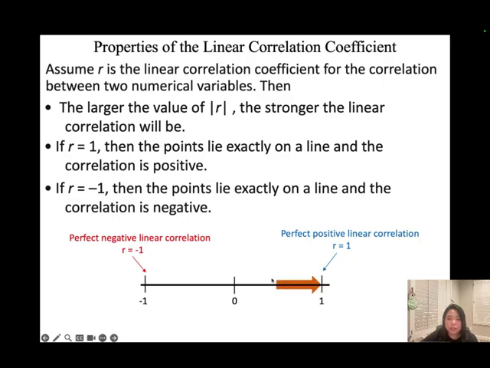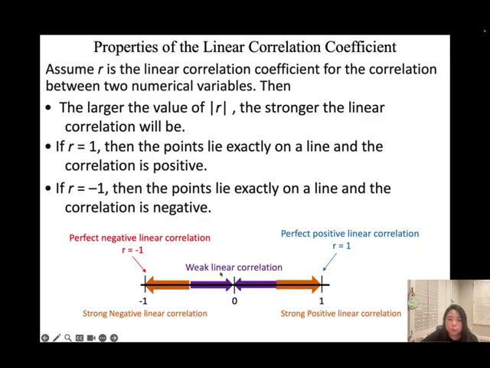When your R is from 0.5 to 1, then we could say this is going to be a strong positive linear correlation. Or when your R is from -0.5 to -1, we're going to say this is a strong negative linear correlation. But if your R is in between -0.5 and +0.5, we could say there is a weak linear correlation. But when R equals 0, that is a non-linear correlation.